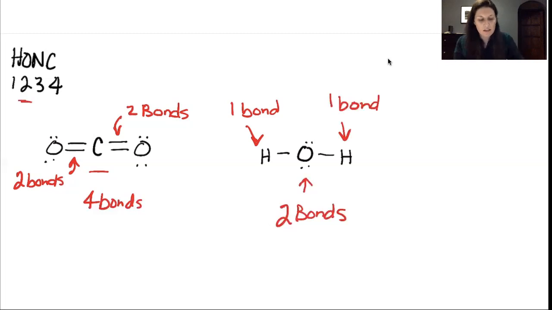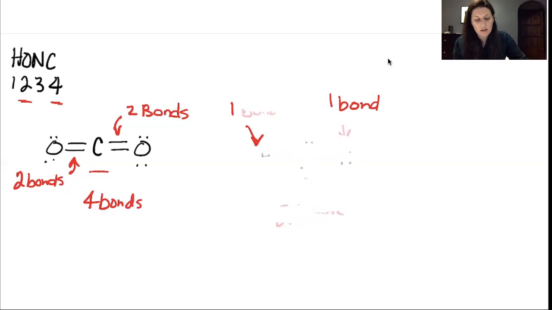Our carbon here is following this as well. It has four bonds around it. And hydrogen, of course, has our one bond. Okay, so let's look at another example of a carbon-containing compound.